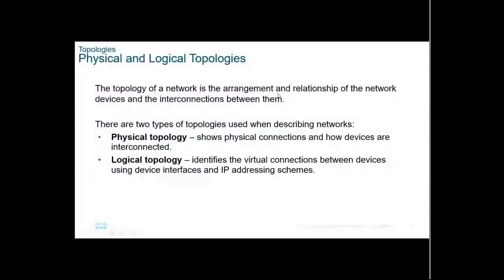Topologies. There are physical topologies and logical topologies. Topology is basically how a network looks, how it works, how the traffic can flow. There are two types of topologies used in describing a network. There's a physical topology, literally how physically the devices are connected together. And there's a logical topology, which identifies the virtual connections between devices and the device interfaces and IP addressing schemes.